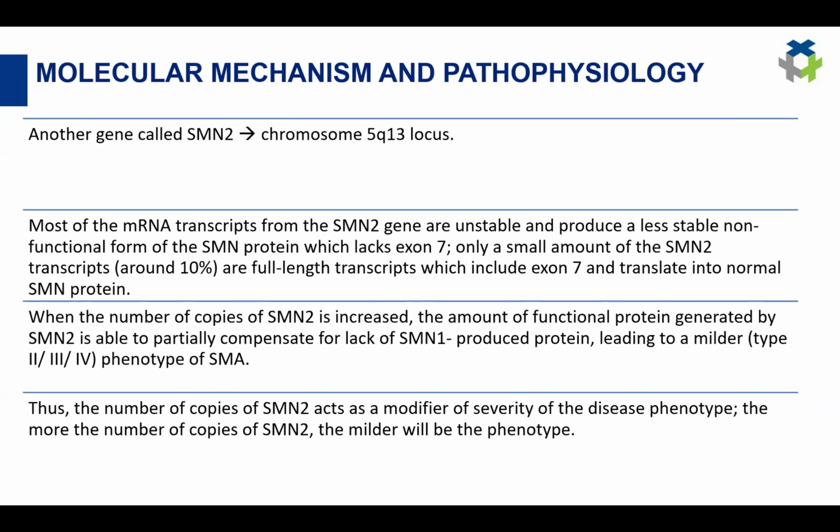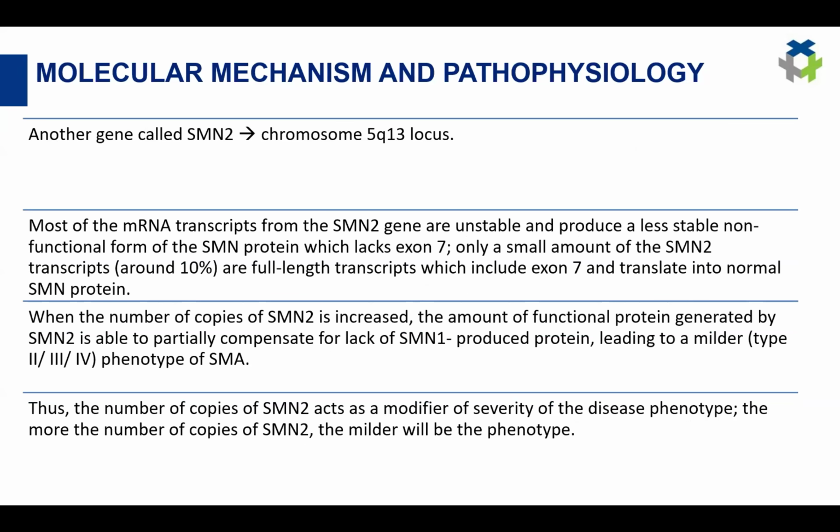So there's another gene called SMN2, which is present on the 5q13 locus of the chromosome. When the number of copies of the SMN2 gene is increased, the amount of functional protein generated by SMN2 will partially compensate for the lack of SMN1, which leads to the milder phenotype, that is SMA type 2, 3, and 4. So the number of copies of SMN2 will act as a modifier of the severity of the disease phenotype. The more copies of SMN2, the milder the phenotype will be.